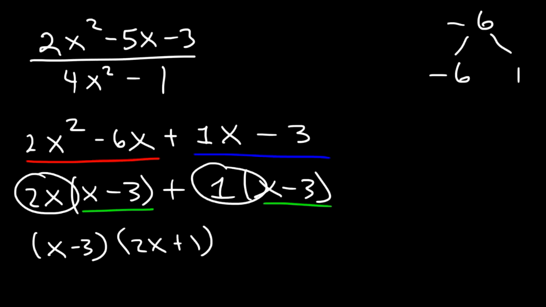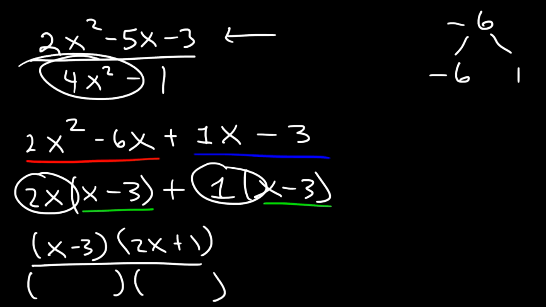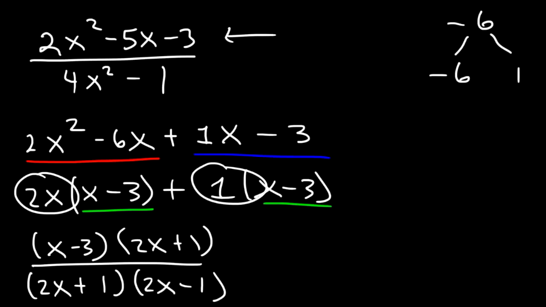And so that's how you can factor the numerator. Now to factor the denominator, we have the difference of perfect squares situation. The square root of 4x squared is 2x, and the square root of 1 is 1. And so it's just going to be plus or minus, which means we can cancel 2x plus 1. So the final answer is x minus 3 divided by 2x minus 1.